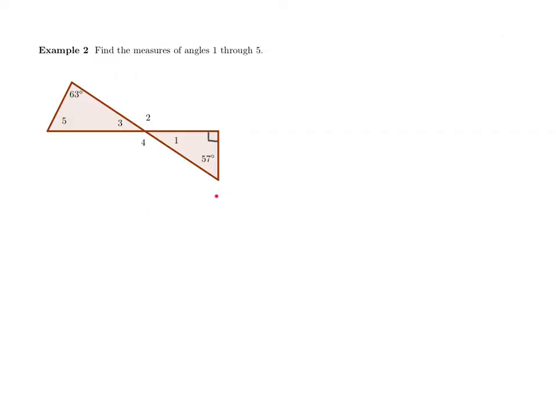In example 2, let's find the measures of angles 1 through 5. So where to start? Over here we have a triangle, but I only know one angle, so I can't solve for the other two. But over here, this is a right triangle, meaning this is 90 degrees, this is 57. I have enough information to find the measure of angle 1. Let's start there. The measure of angle 1, I know the sum of the angles is 180 degrees. Therefore, if I subtract 90 and also 57, the remaining number is the measure of angle 1. And so when I do this arithmetic, I get that the measure of angle 1 is 33 degrees.